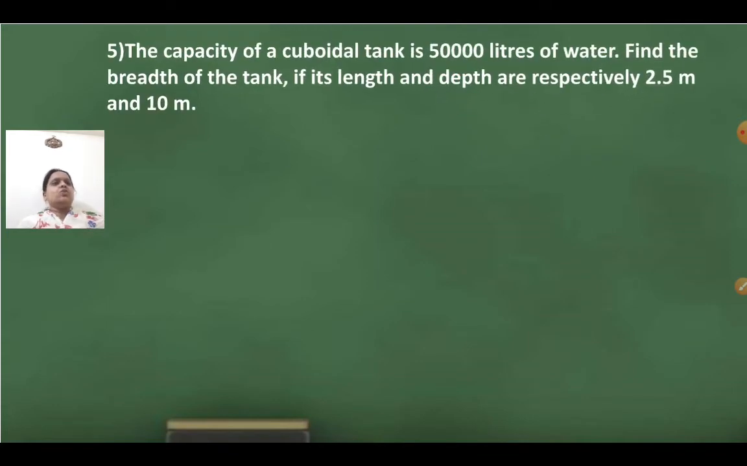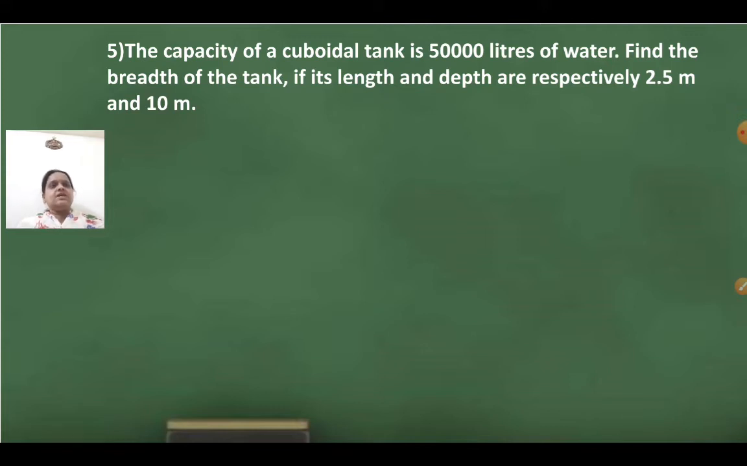The capacity of a cuboidal tank is 50,000 liters of water. Find the breadth of the tank if its length and depth are respectively 2.5 meter and 10 meter. Again understand the sum. A cuboidal tank is given where length and depth are given, and we want to find the breadth, but the capacity is given. The capacity is nothing but the volume, but that volume is given in liters, and first we have to convert it into meter cube, use that as the volume and find the breadth.